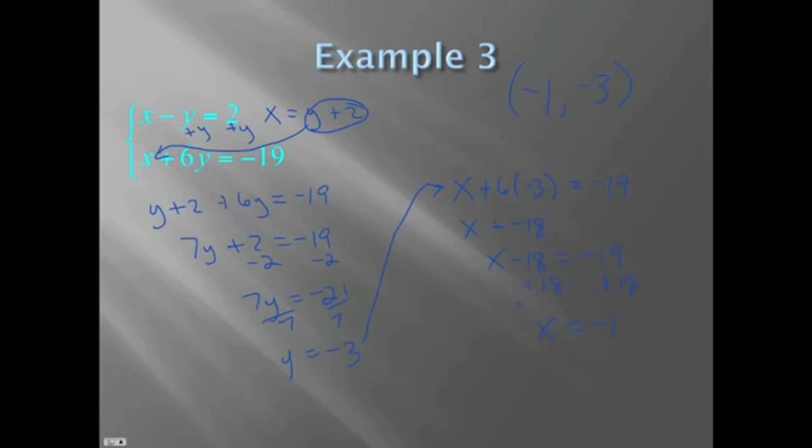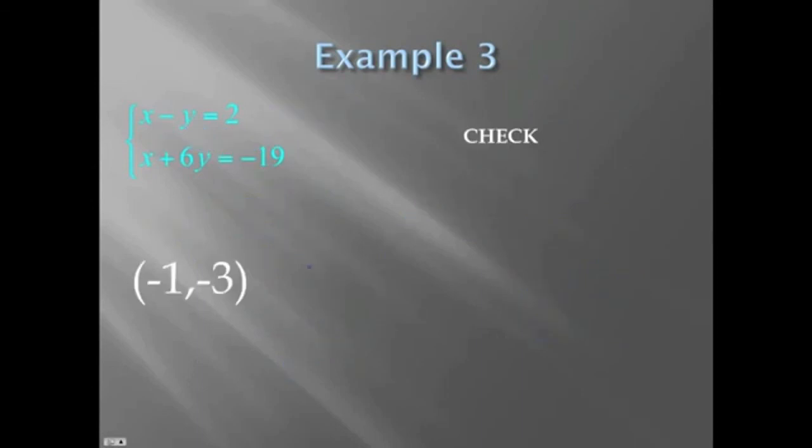And then we could probably check. And now that we know the solution is negative 1, negative 3, let's go ahead and check it. Might as well just put it right into the first one. We're going to have negative 1 minus negative 3 equals 2. Negative 1 minus negative 3 becomes negative 1 plus 3, which is 2. So 2 equals 2. That's correct. Let's double check the bottom one. That's negative 1 plus 6 times negative 3 equals negative 19. That's negative 1 plus negative 18 equals negative 19, and that is true because negative 19 equals negative 19.